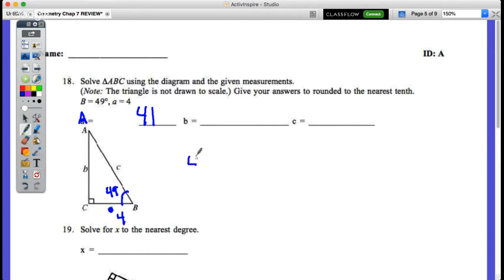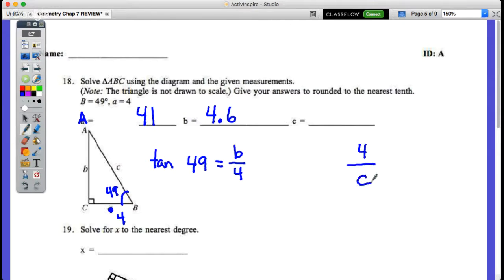I have a 49-degree angle. I want to find B, which is opposite. And they've given me 4, which is adjacent. So what ratio is that? Opposite over adjacent. Tangent. So 49 tangent times 4 is what? 4.601. So 4.6.